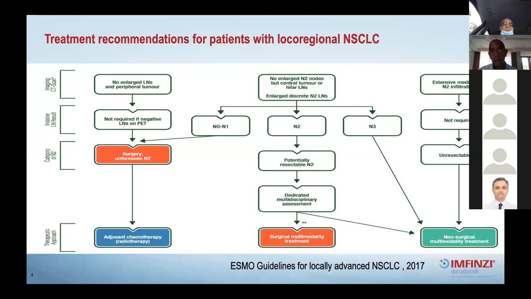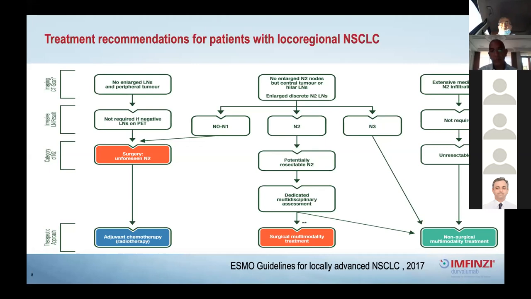non-enlarged lymph nodes and a peripheral tumor, invasive staging is probably not required if the lymph nodes are negative on PET, so we will do a surgery. When we have no enlarged N2 nodes, but a central tumor or hilar lymph node, or enlarged discrete N2 lymph nodes, then we should see if it's N0 or N1, and we go to surgery. If it's N3, we go to non-surgical multimodality treatment.